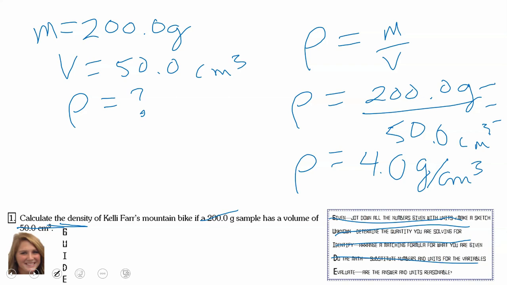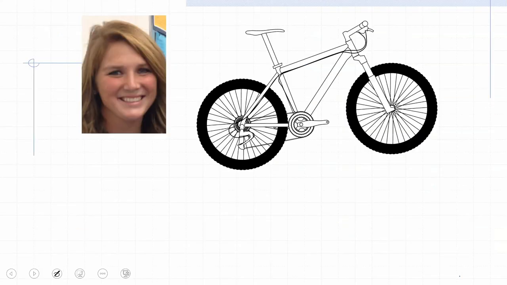It's a pretty reasonable density. We'd be concerned if her bike was 400 grams per centimeter cubed. But on the other hand, the density of the bike is 4 times the density of water, as water is 1 gram per centimeter cubed. But it would be impressive if you were able to get a bicycle that was able to float in water. So probably a pretty reasonable answer here.